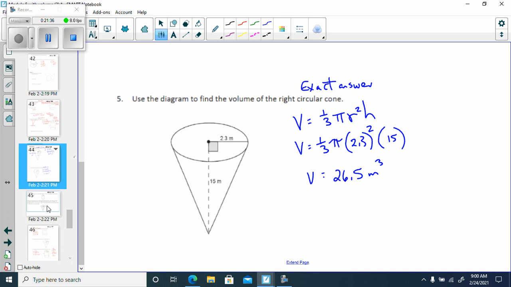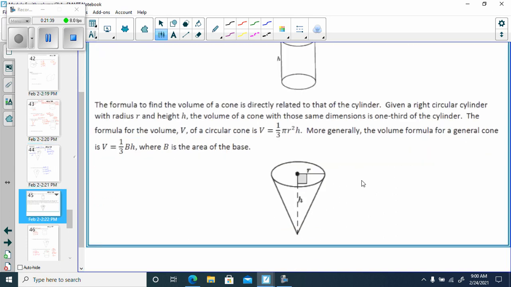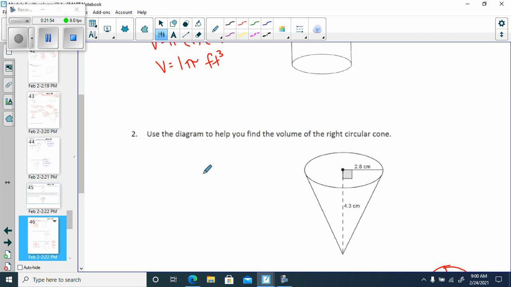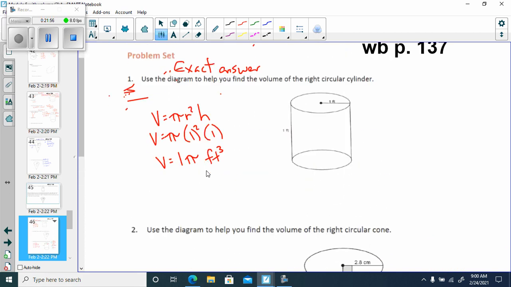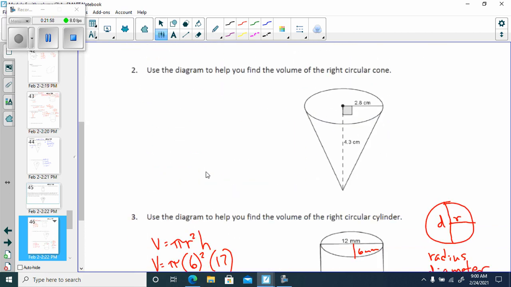Okay. Your formula for your volume of a cone is given right here. It tells you that it is 1/3 a cylinder with the same height and radius, so you know that. Let's see, we have a cone on this page. It's page 137. Let's work it. I want another exact answer on this one. So let's do an exact answer. That means we leave the pi in the answer.